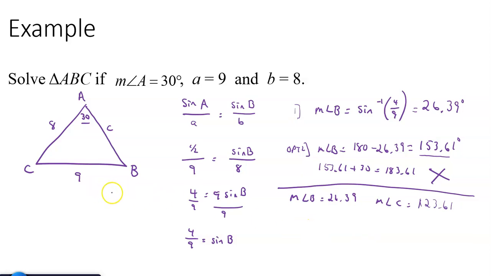And now I can find side C. So I can do sine 30 over 9 equals sine of 123.61 over c. And now I've got everything I need except that one side. So I'm going to do 9 times the sine of 123.61. And then take that and divide it by the sine of 30. Gives me 14.99.